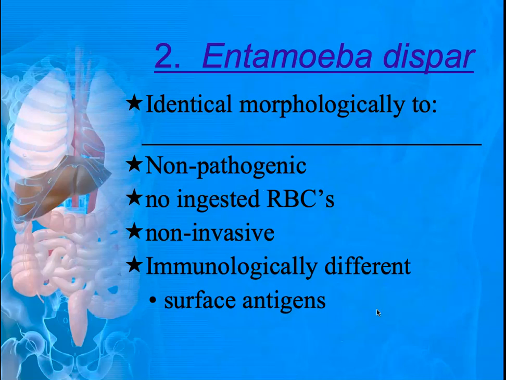So quite often when we see something that looks like Entamoeba histolytica, we have to report it as E. histolytica / dispar because there's no way to tell just by the slide. They are morphologically identical. So they have to order more tests to decide which one it is.